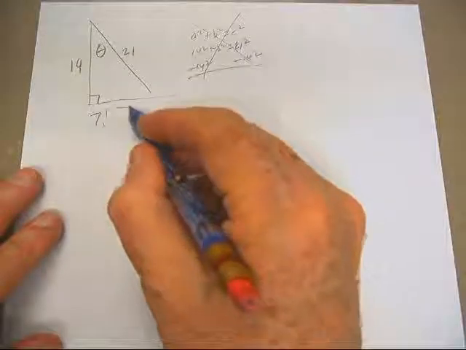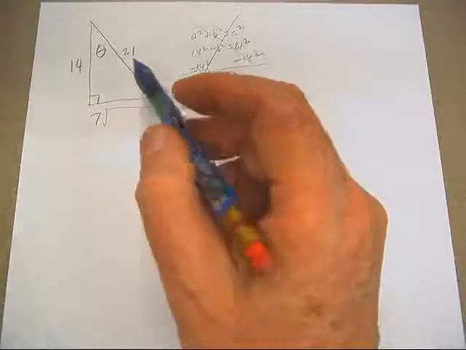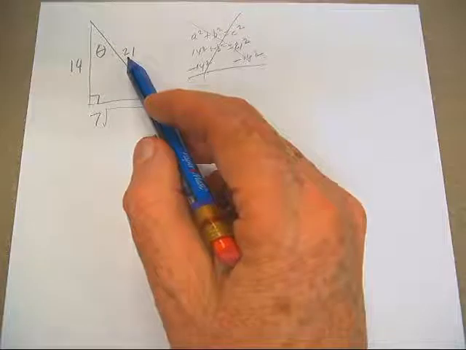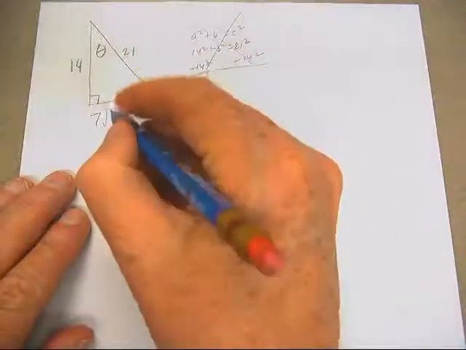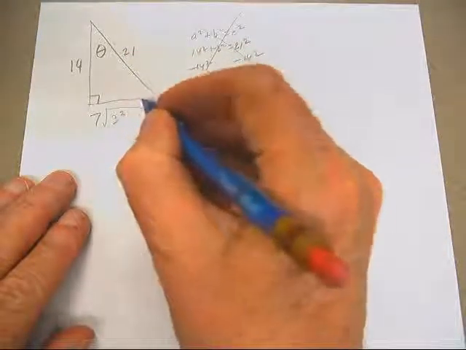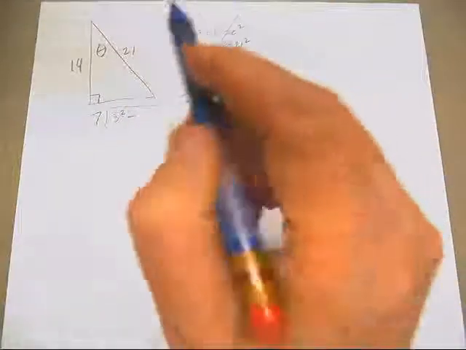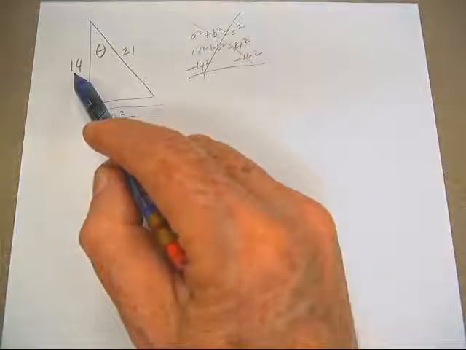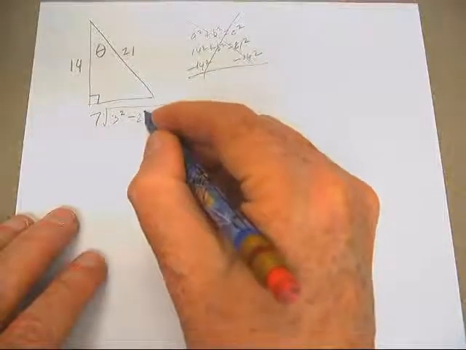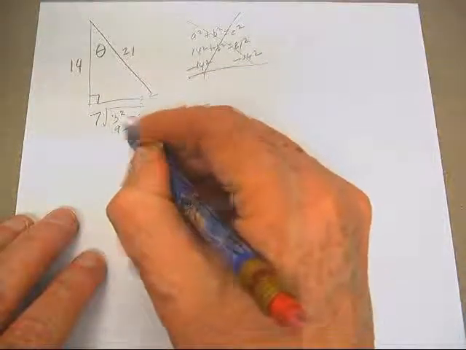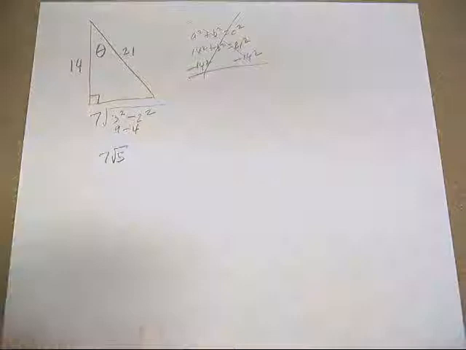And then write a radical. Then go to the big one. How many times does 7 go into 21? 3. 3 squared. Minus, how many times does 7 go into this? 2 squared. That's 9 minus 4. This one would be 7 root 5.